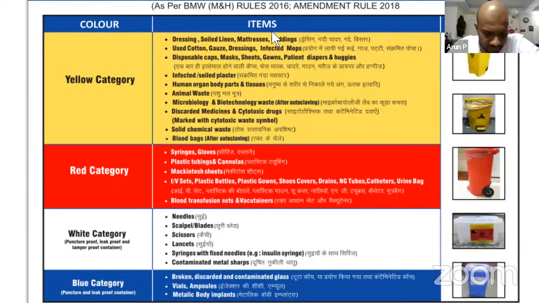Okay, so this is like a revision for you, this slide. Yellow category, we have already seen: human anatomical waste, animal anatomical waste, soiled waste, all your cotton, dressing, plaster cast, gauze, linen, mattress, beddings which are contaminated with blood. Then your mask, your gowns, patient diapers, infected plasters, microbiology and biotechnology waste, discarded medicines and cytotoxic drugs, solid chemical waste, and blood bag. So blood bag goes into yellow category. Please remember that.